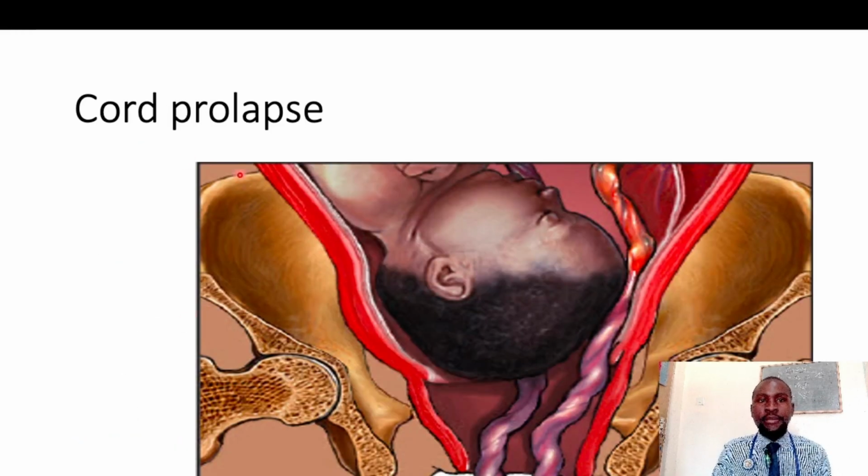So this is an image of what I'm talking about. You know that this is a cephalic presentation. You have the fetus here. This is the cervix that has fully dilated, and this is the vagina.